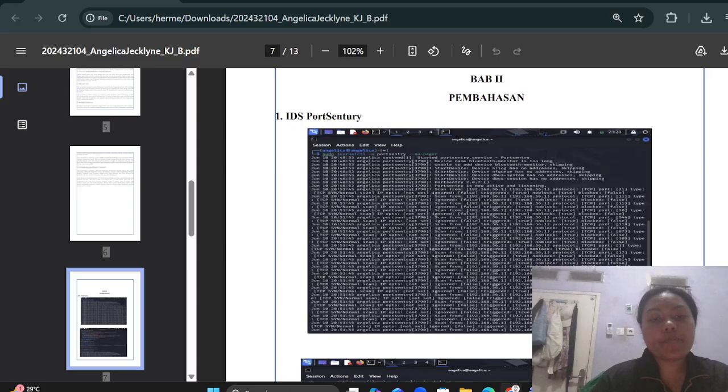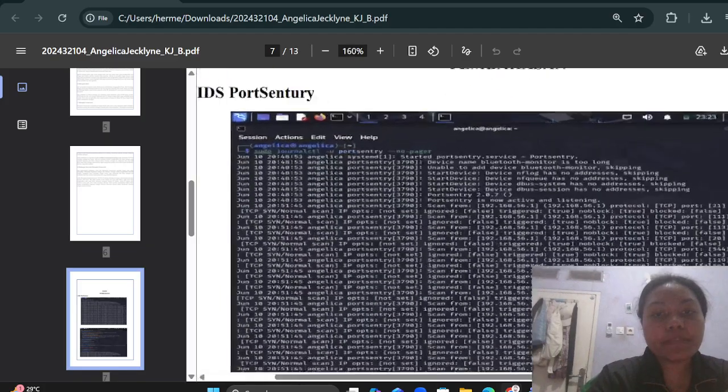Today, I will explain the implementation of an intrusion detection system (IDS). The practicum consists of two main parts, Portsentry and Cowrie honeypots. The purpose of this practicum is to understand how an intrusion detection system detects suspicious activity and how a honeypot can record attacker behavior. First, we implement Portsentry.